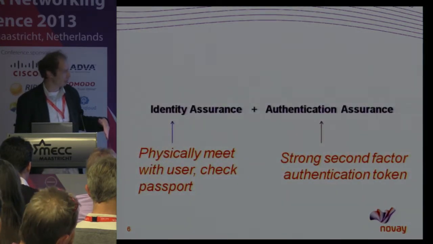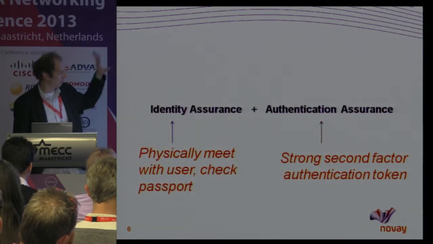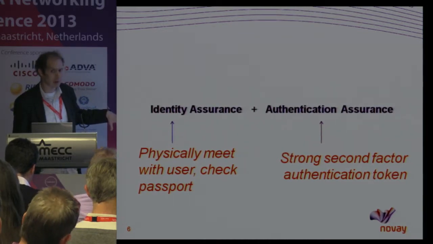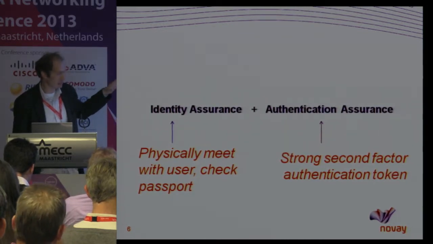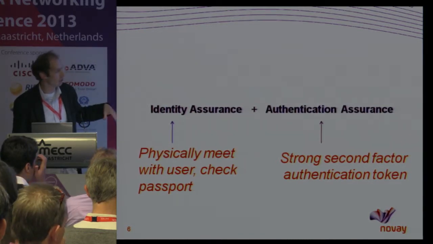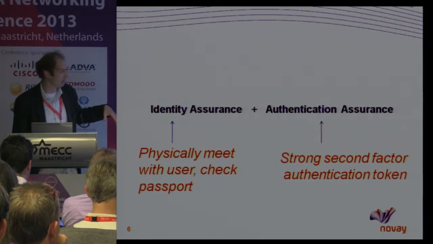So identity assurance and authentication assurance. Identity assurance is about physically meeting the user, checking their passport, knowing that this user actually exists and who this person is. And authentication assurance is making sure that they have a strong second factor authentication token.